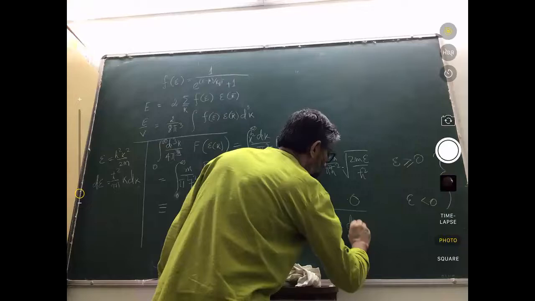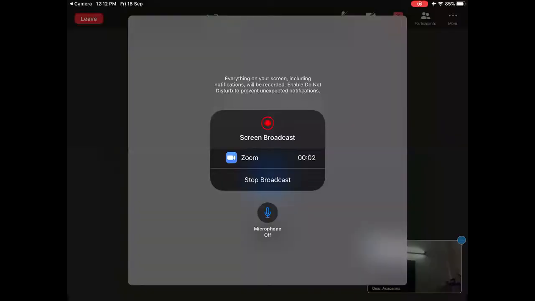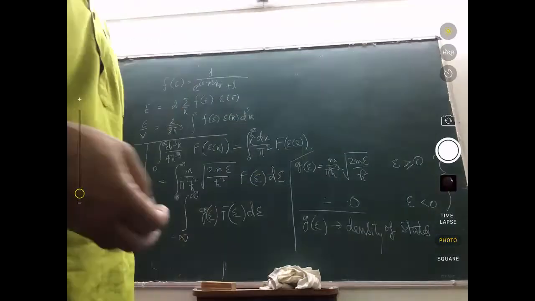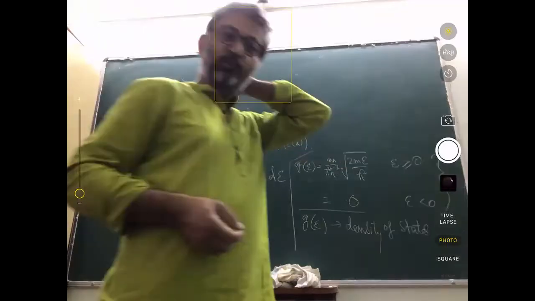This is a result you may already be familiar with. It's a very well-known result that in three dimensions, the density of states of free electrons goes as epsilon to the power half. And if you do the whole exercise in two dimensions, it becomes a constant.